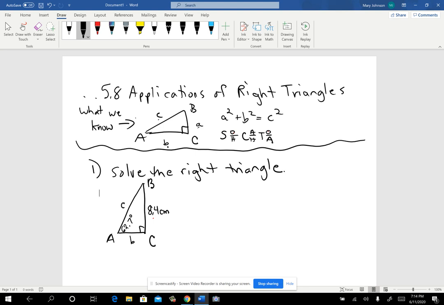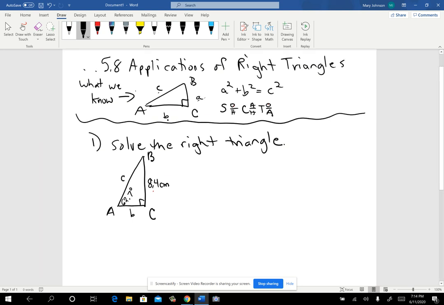Something else we learned back in 5.2 was the definitions for the basic trig functions: sine is opposite over hypotenuse, cosine is adjacent over hypotenuse, and tangent is opposite over adjacent. The hypotenuse is always c, but which of the letters, little a or little b, is opposite or adjacent depends on their position relative to the given angle. So you just have to wait till you see the parts that you're given.